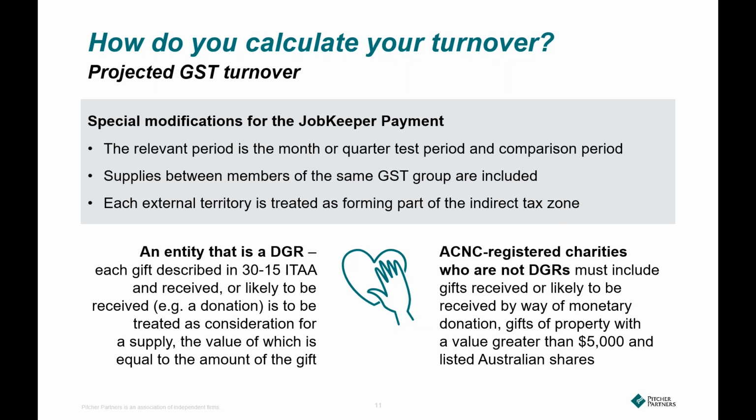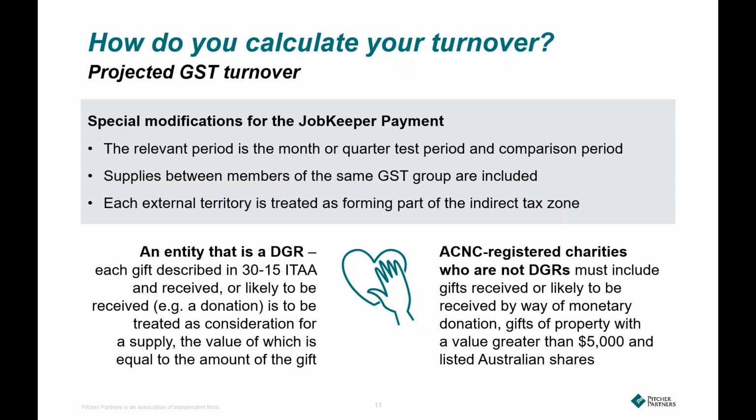Each external territory of Australia is also treated as forming part of the indirect tax zone, or Australia, for GST purposes. There are also special rules for ACNC registered charities, including those that are deductible gift recipients. So for an entity that is a DGR, or deductible gift recipient, each gift that's described in section 30-15 of the Income Tax Assessment Act and that is received or likely to be received needs to be treated as consideration for a supply, and the value of that gift, being the amount of the gift, needs to be included as part of the DGR's turnover for the relevant periods.